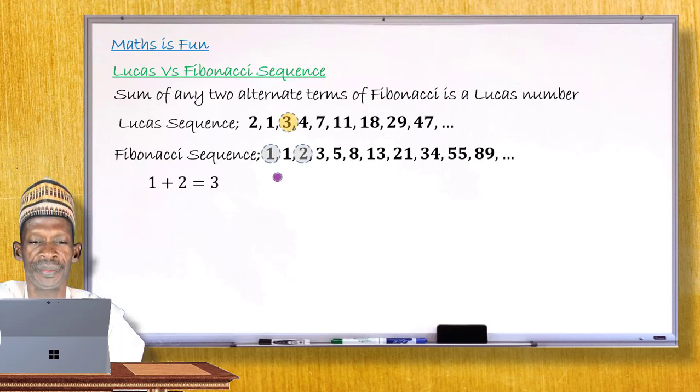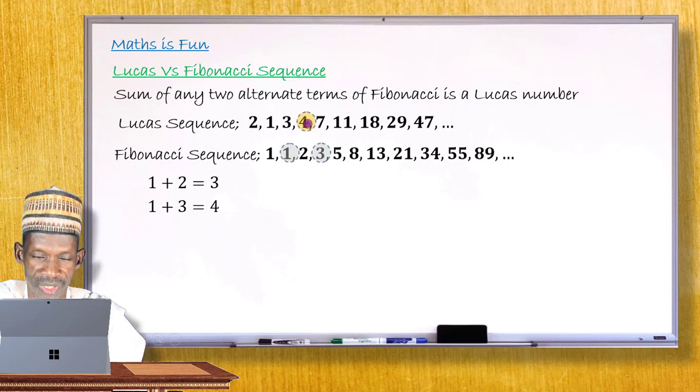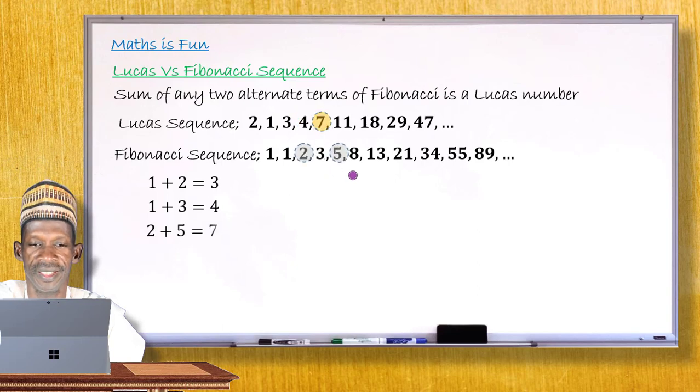So if I take 1 and 2 as my alternate terms, alternate means you skip one term, then you take the next. So 1 and 2 are alternate terms. And addition of 1 and 2 gives me 3. And you can see 3 surely is a term in your Lucas sequence. Let me get another alternate terms in the Fibonacci, 1 and 3. Addition of 1 and 3 gives me 4. And you can see 4 here is a term in your Lucas. Let me get another alternate terms, 2 and 5. 2 and 5 addition gives answer 7. And you can see 7 is a term in your Lucas sequence.